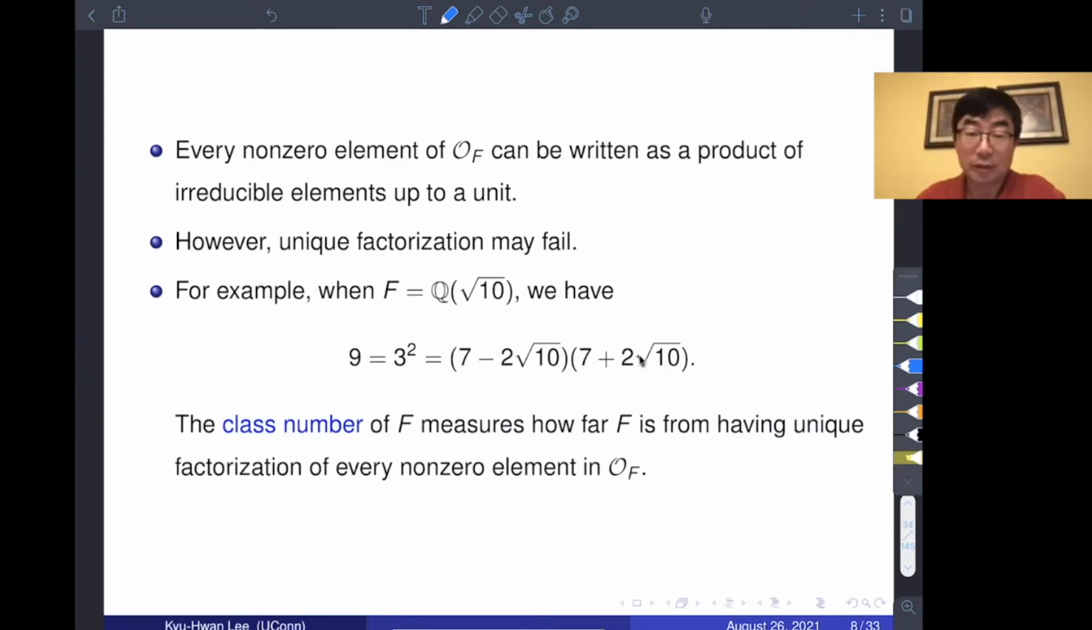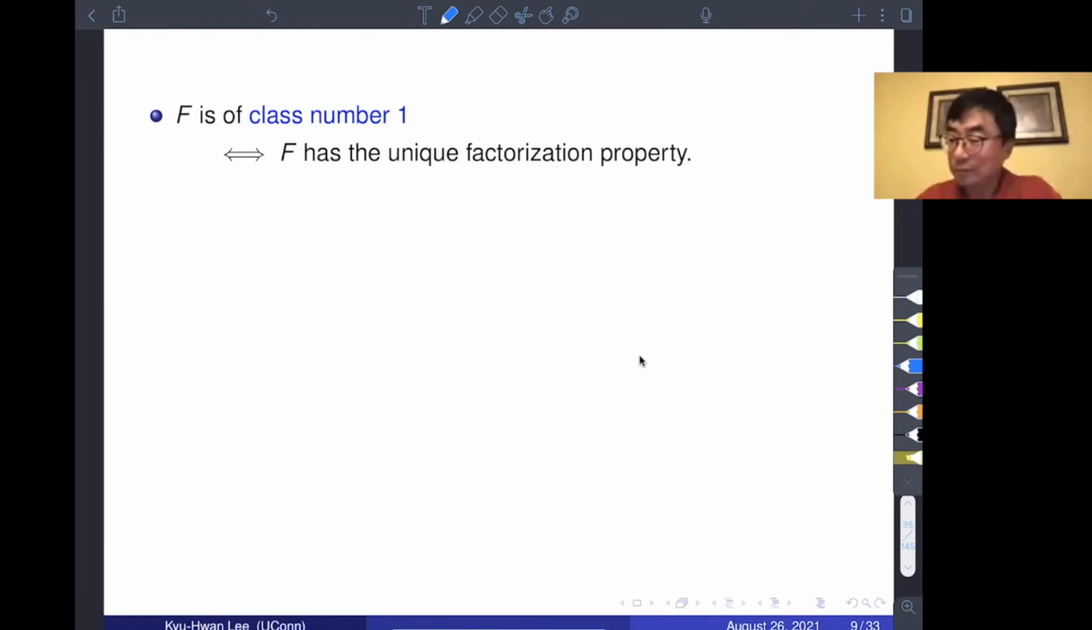So we introduce the notion of a class number of F. It measures how far F is from having unique factorization of every non-zero element in OF. Okay, that's the basic concept of a class number. And when you say that F is of class number 1, then by definition, F has the unique factorization property.